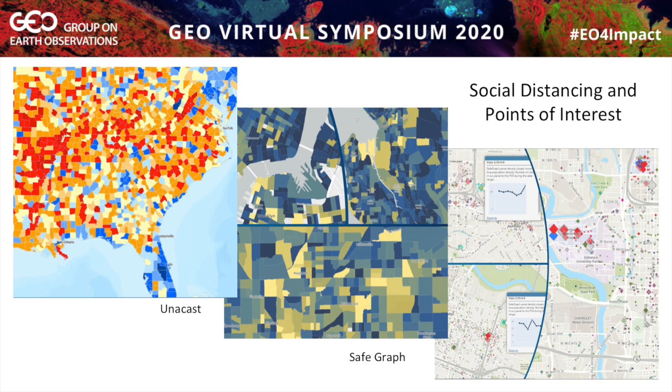SafeGraph also provides a points of interest data set so that we can see the places where people are congregating more often, like grocery stores, or less, like entertainment venues. Keeping an eye on these data will be critical as leaders start to reopen communities and try to balance the economic health with the public health.